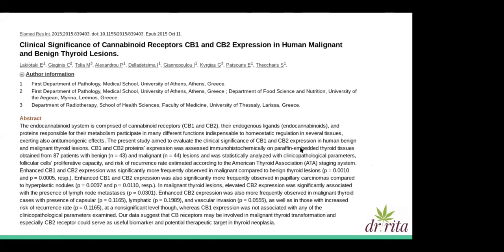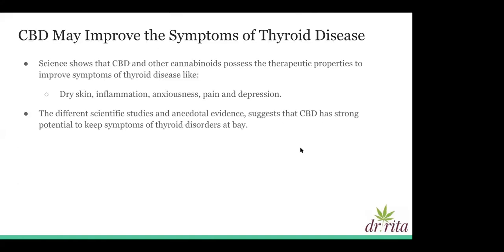The studies and the science show that there are very many positive results when one takes in cannabinoids like CBD, like THC, and the other cannabinoids the plant makes. And how does it do it? It does it by the endocannabinoid system and the regulation and the modulation of receptor sites CB1, CB2, in the thyroid gland and in the pituitary gland where thyroid hormones are produced.